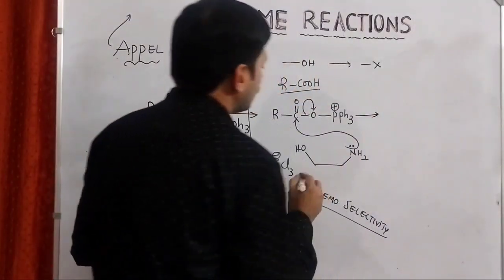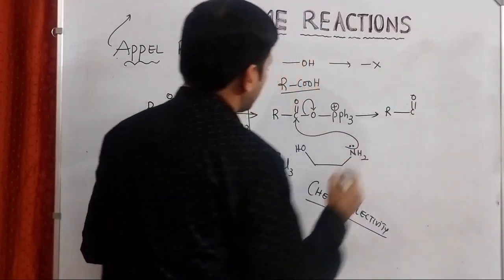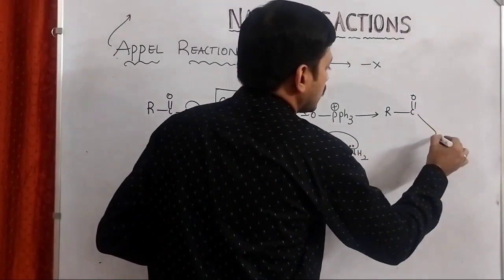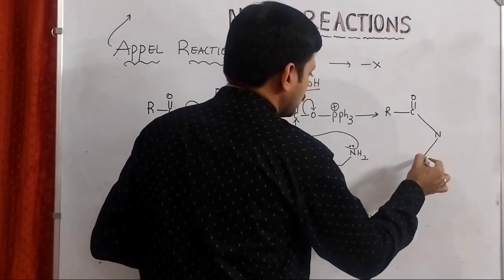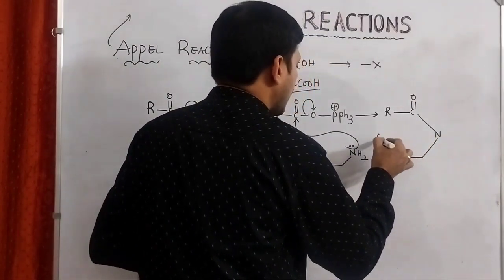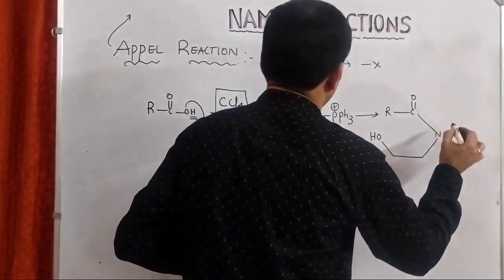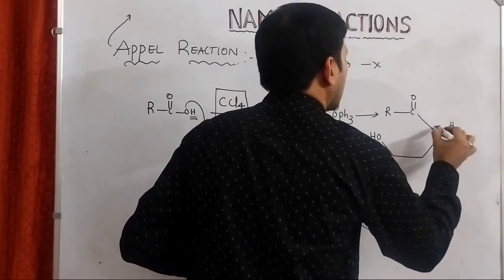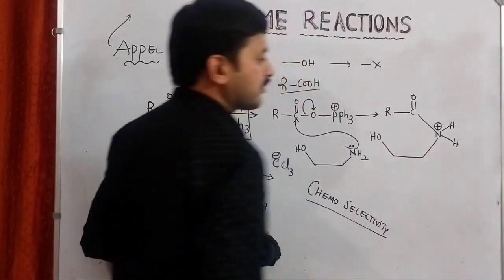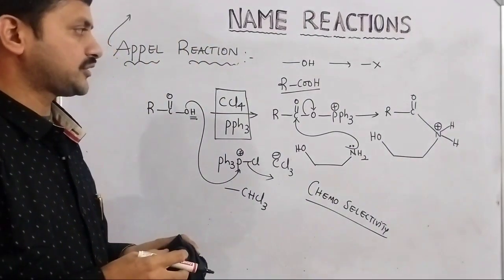Thereby we are observing what? RC=O connected to nitrogen. Nitrogen is connected to CH2, again CH2, and this one will become OH. Nitrogen donated its lone pair of electrons, that's why nitrogen is going to have a positive charge.